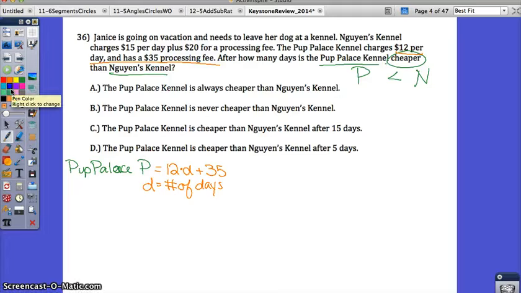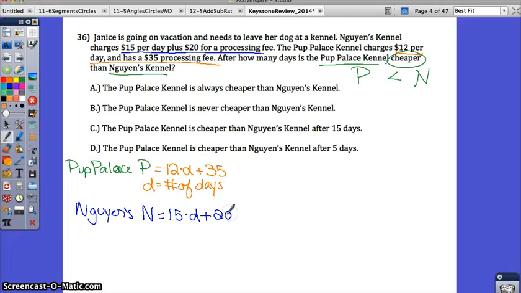What about the other one then? The other one, I'll use N to represent this, is $15 per day plus a $20 processing fee. So $15 for each day plus a $20 processing fee. Same thing, D stands for the number of days. All I'm going to do then is take these two expressions and put them in over here and solve to see how many days it'll take for Pup Palace to be cheaper than Guyan's kennel.